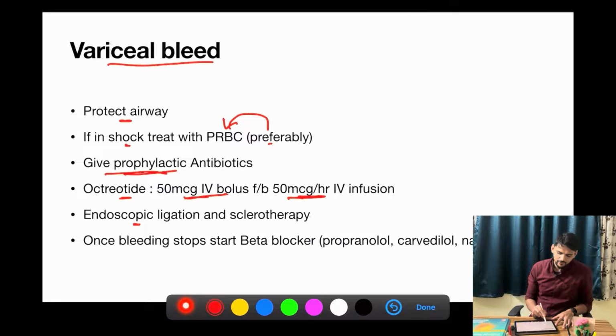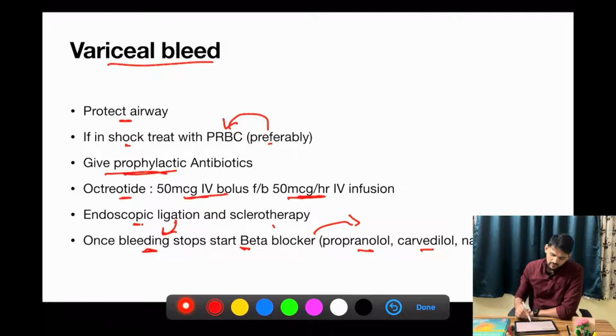And advise endoscopic ligation and sclerotherapy. Overall, we have to stop bleeding somehow. Once by all these measures bleeding stops, always start beta blockers. Propranolol, carvedilol or nadolol can be utilized.